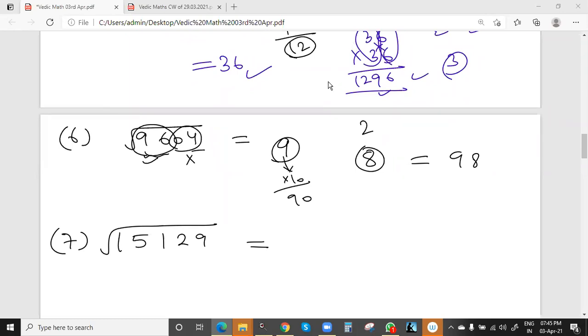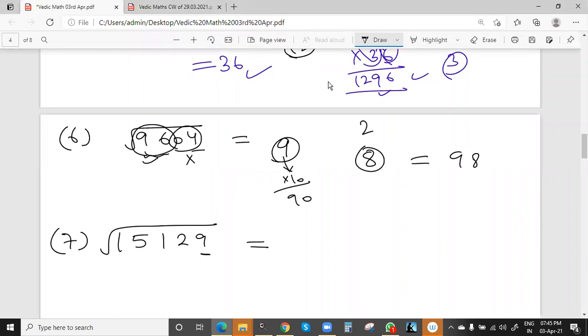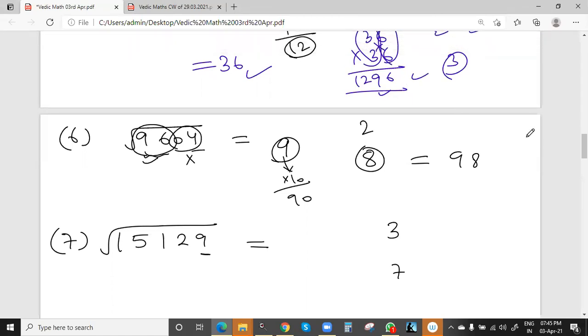See, 9 is there, so the number will end with 3 or 7, because 3 square is 9, and 7 square is 49. We can remember squares from 1 to 10: 1 square is 1, 2 is 4, 3 is 9, 4 is 16, 5 is 25, 6 is 36, 7 is 49, 8 is 64, 9 is 81, 10 is 100. So 3 or 7. Now ignore the last two digits and focus on the remaining digits.